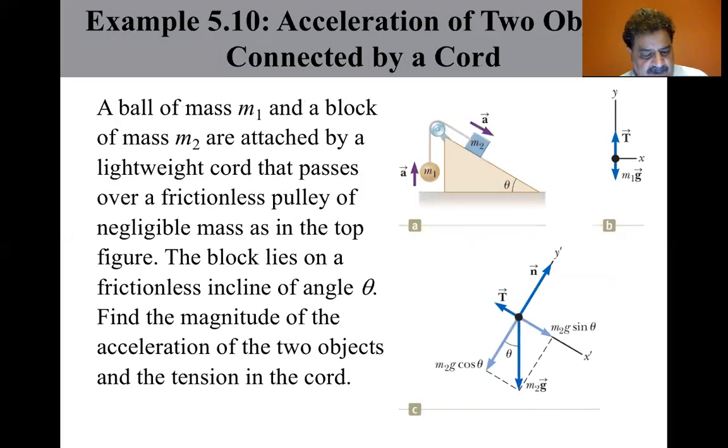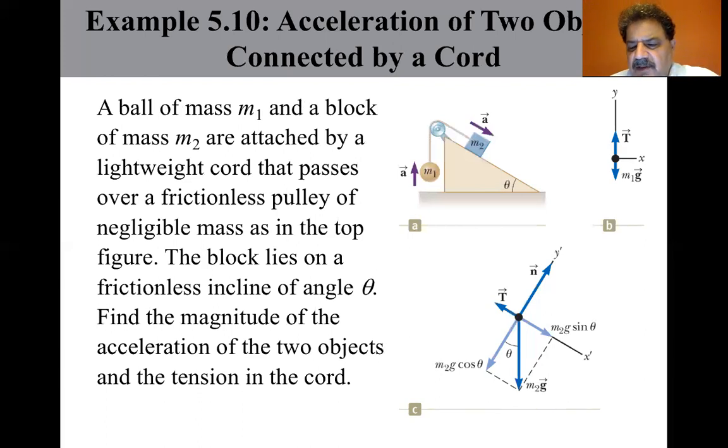Okay, here's another angle problem, but this time the mass on the incline has a mass attached to it. A ball of mass m1 and a block of mass m2 are attached by a lightweight cord that passes over a frictionless pulley of negligible mass, as in the top figure. The block lies on a frictionless incline of angle theta. Find the magnitude of the acceleration of the two objects and the tension in the cord.